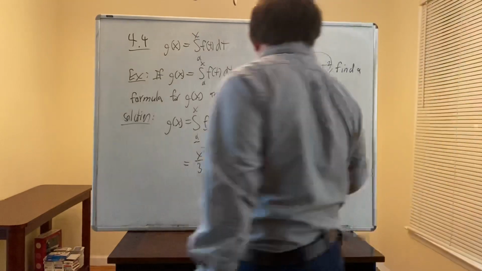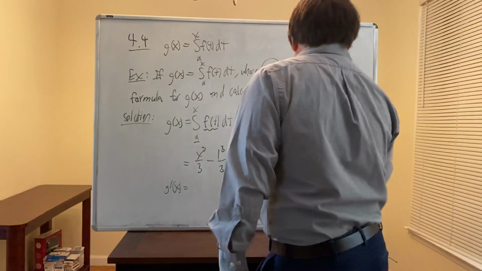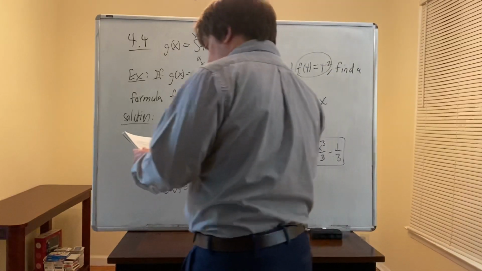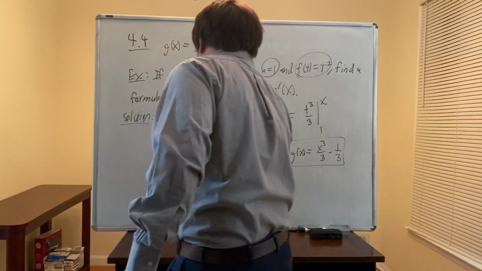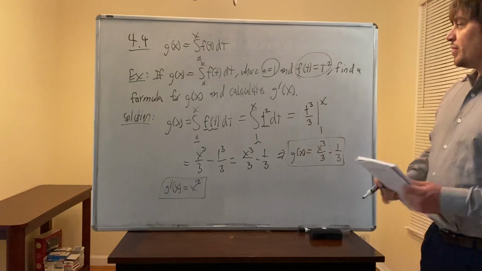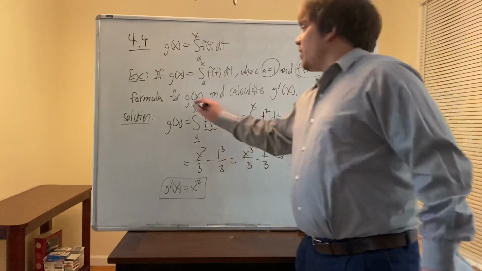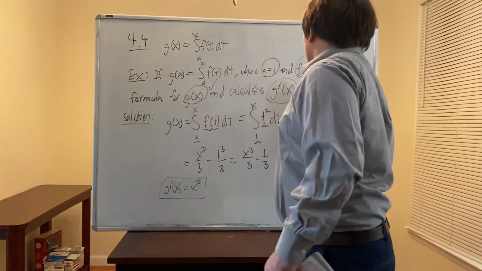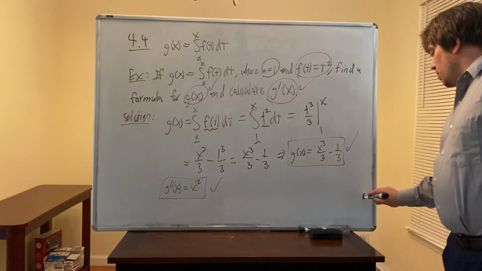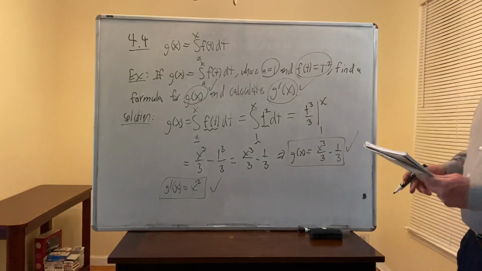Now g prime of x is just the derivative of g of x. So g prime of x is just the derivative of that, which is x squared. Derivative of x cubed over 3 minus 1/3 is x squared. So that's g prime of x. Okay? And so we found g of x, and we found g prime of x here and here, and so we're done. And sometimes mathematicians will generally draw a box to represent the end of a proof. Okay?